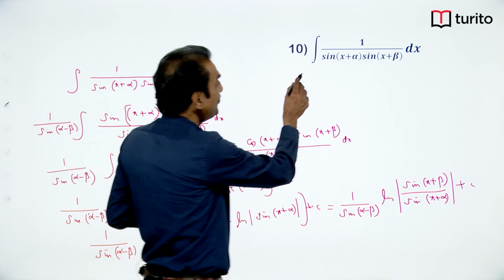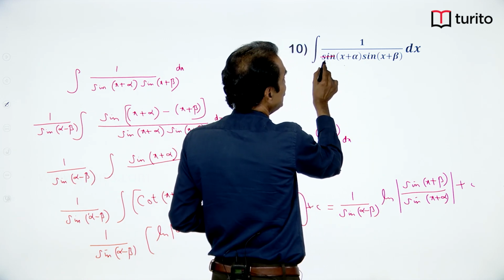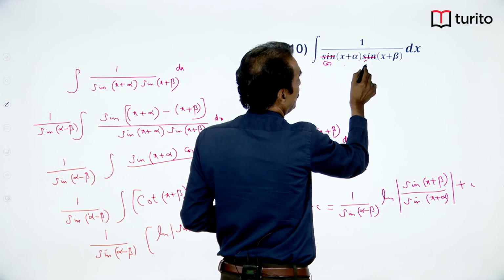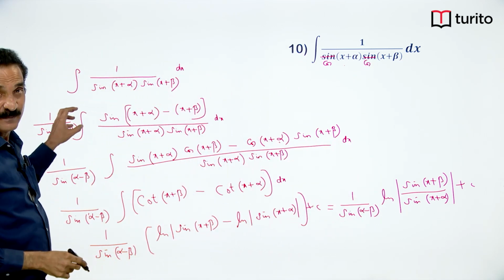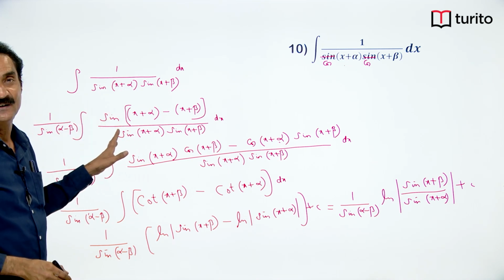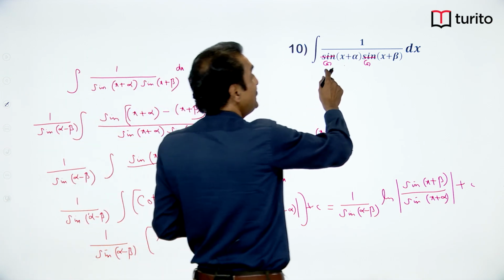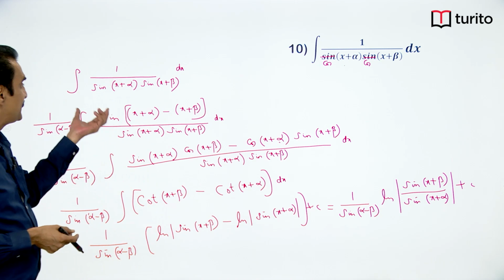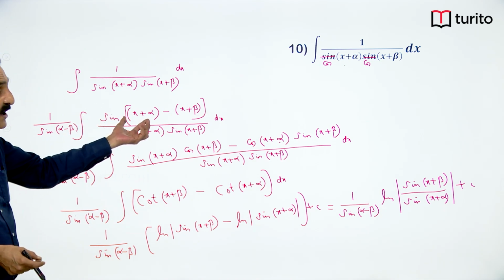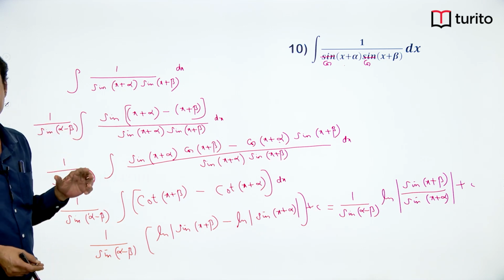If your denominator is cos x plus alpha into cos x plus beta, if both are cosines, then also you should multiply and divide by sin alpha minus beta only. Okay. If one is sin, another is cos, then you should multiply by cos alpha minus beta. Write numerator as cos of x plus alpha minus x plus beta, divide by cos alpha minus beta, and you try.